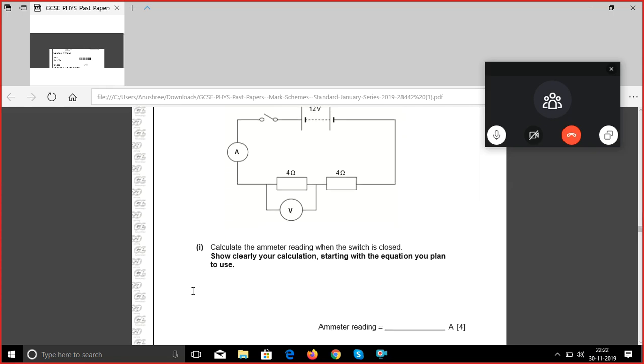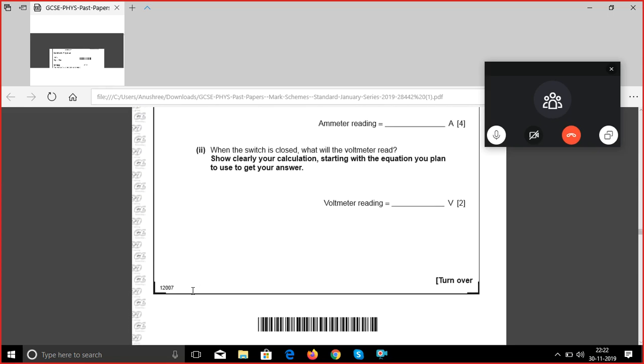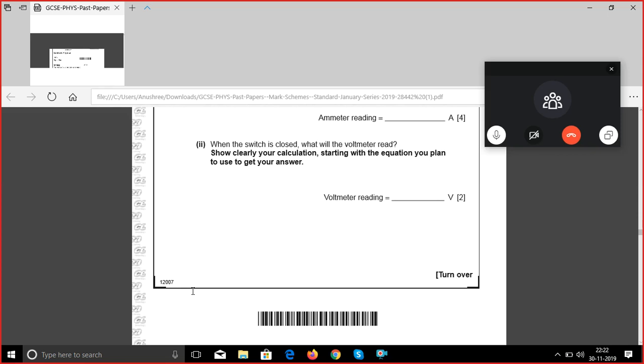Now when the switch is closed, what will the voltmeter read? So we're looking for the voltage now. Voltage is I times R, and when the switch is closed, the circuit will be complete and the voltage flows through. So 1.5 times 8.